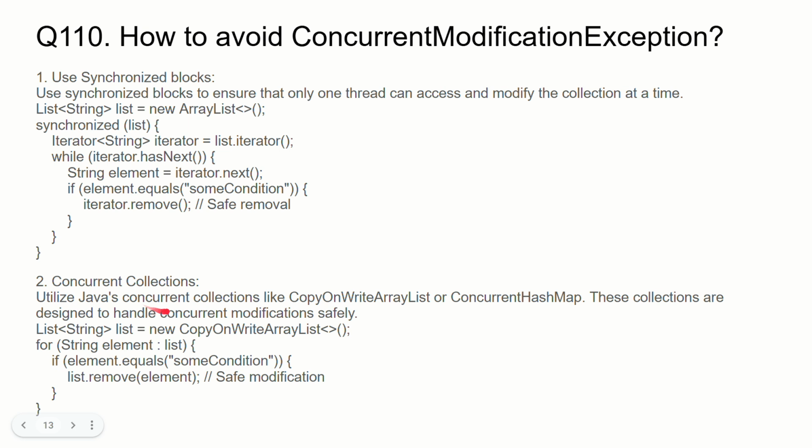So we can utilize Java's concurrent collections like CopyOnWriteArrayList or ConcurrentHashMap. These collections are designed to handle concurrent modification safely. For example, if we define a list using a new CopyOnWriteArrayList, then whenever we iterate it using an enhanced for loop, safe modification can be done here, because whenever there is a modification we are working on a copy only, not the actual list from which the element is getting removed. So this is another way by which we can avoid ConcurrentModificationException.